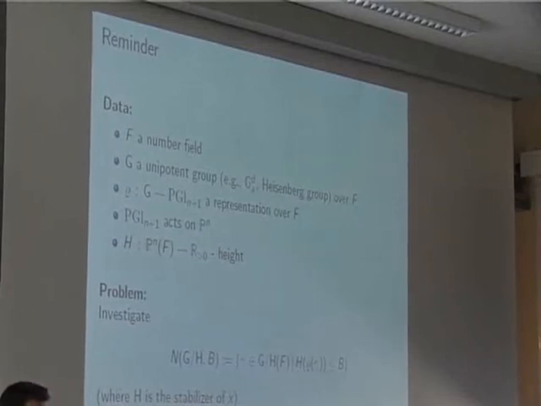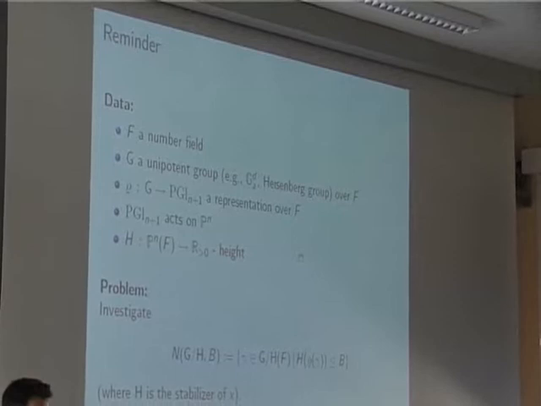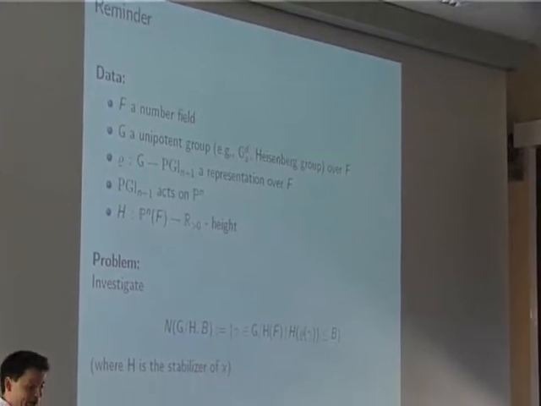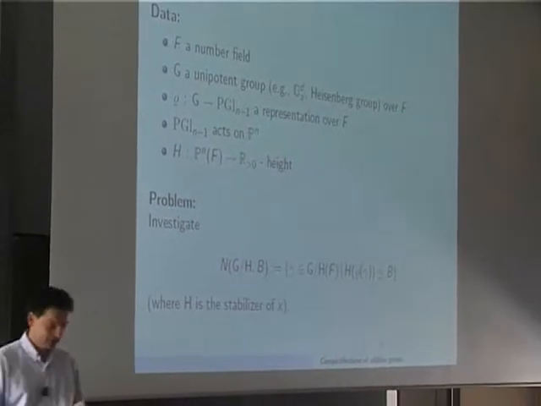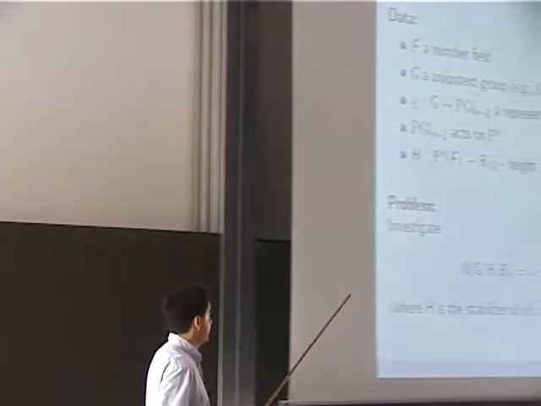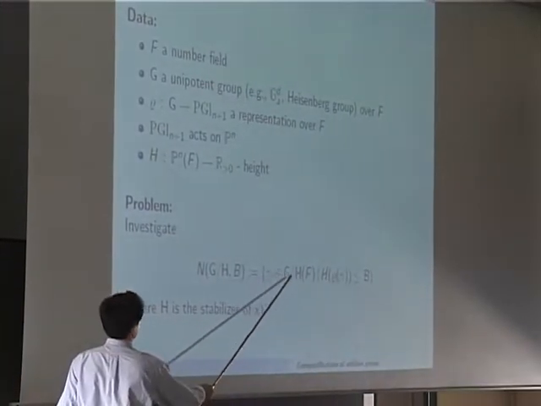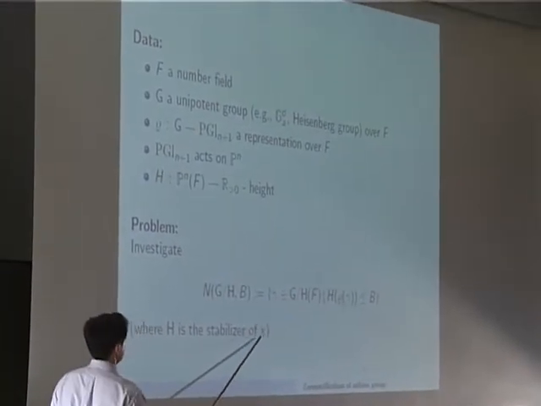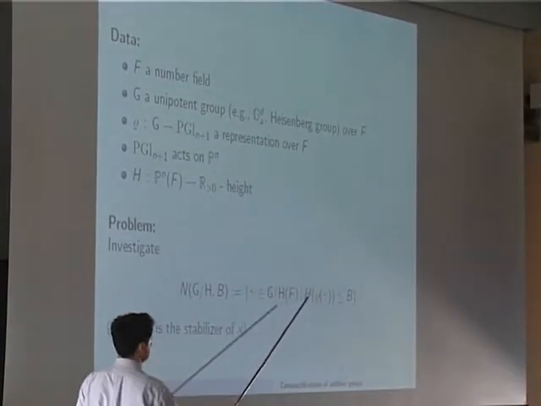So we look at the representation over F, so some polynomials there. PGL_{n+1} acts on P^n, and then we have a standard height on P^n, and we take a point in P^n and look at the orbit through this point and count points on G/H, where H is the stabilizer of our point, of F-height less than or equal to B.